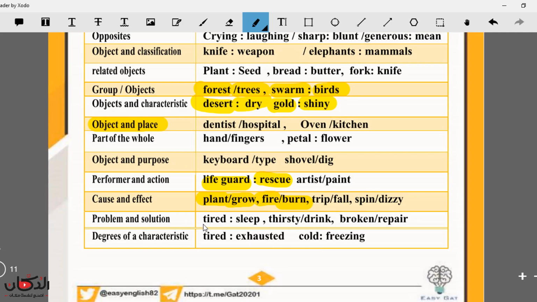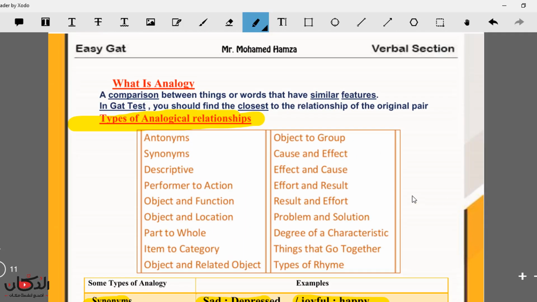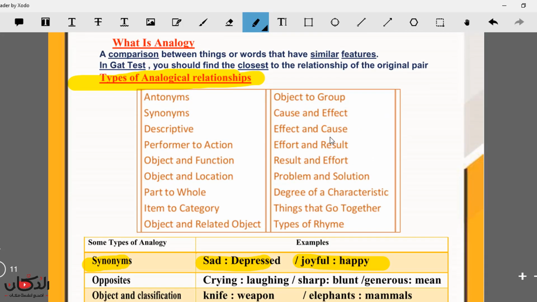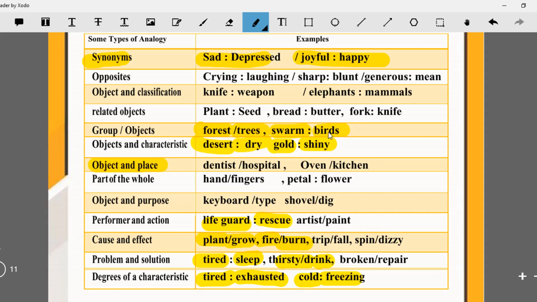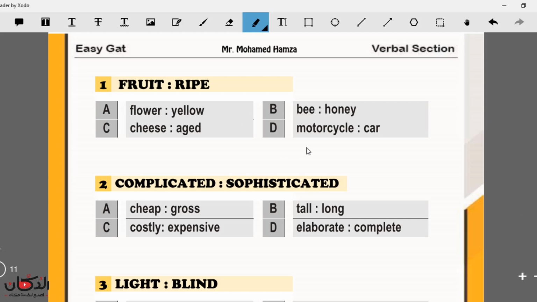Problem and solution, like tired: if you are tired, you need to sleep. If you are thirsty, you need to drink. Degrees of characteristics means that there is an adjective and a stronger adjective of it, like tired, exhausted; I'm very cold, I'm freezing, and so on. These are the most common relationships. Before you answer a question, you have to find what relationship is in the pair in the question, so I can choose from the four choices.